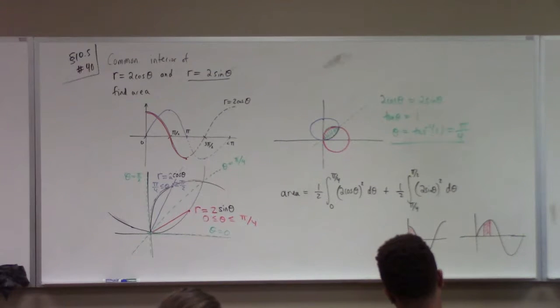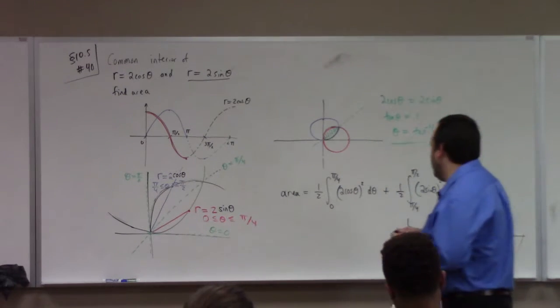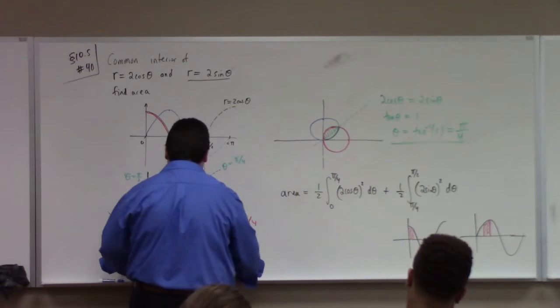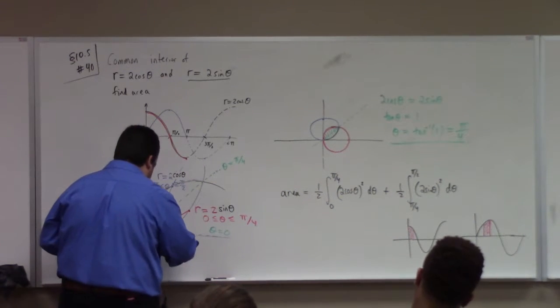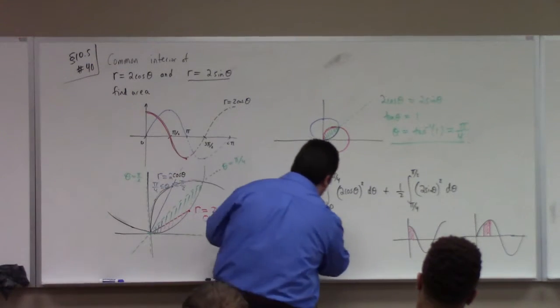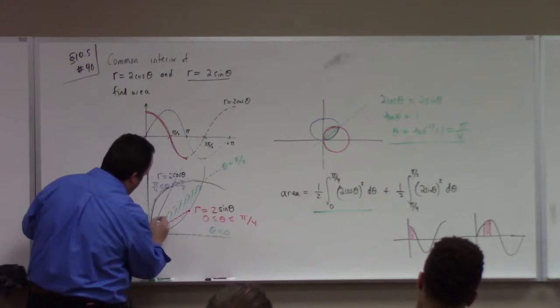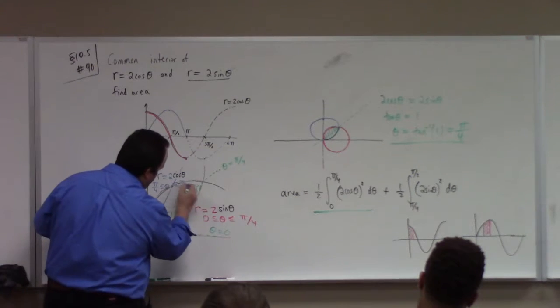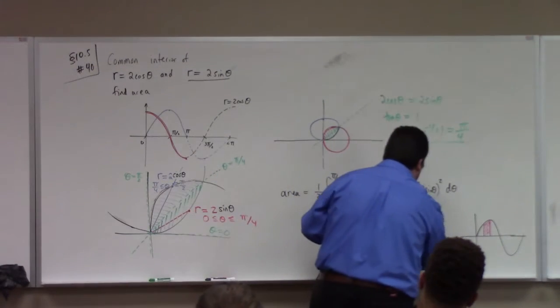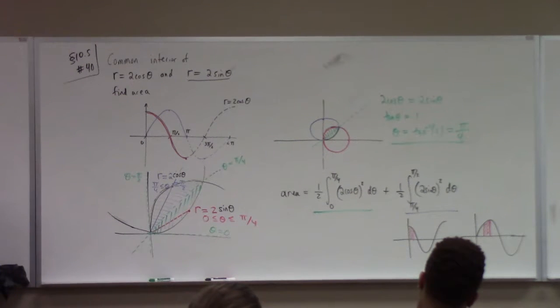Yep. Why do you add it, not subtract it? Because I'm adding them: this piece right here is this integral, and this piece up here is that integral. So the sum of those two areas gives you the whole area. Just assume that the integral would be the area of everything under the curve.